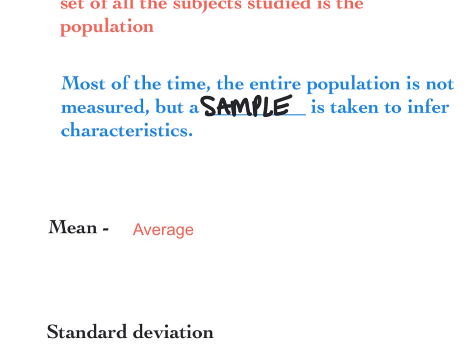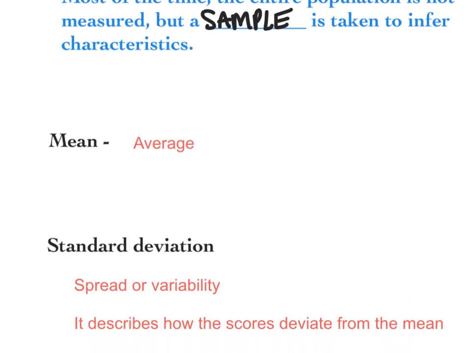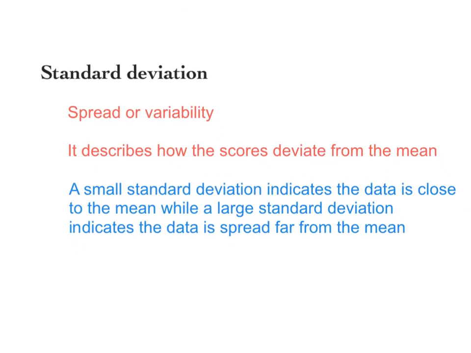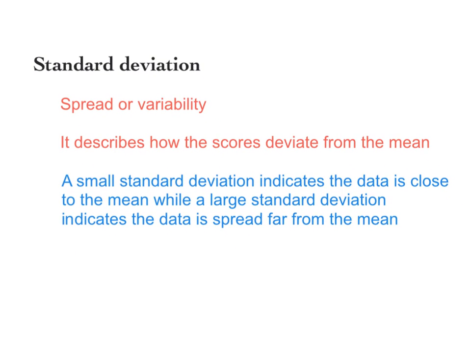A mean, hopefully you've heard of, and if not, that's okay. But a mean is just our average. And just to remind yourself, the average is what you get when you add up all your terms and divide by the total. And then the big topic we're going to really focus on is the standard deviation.